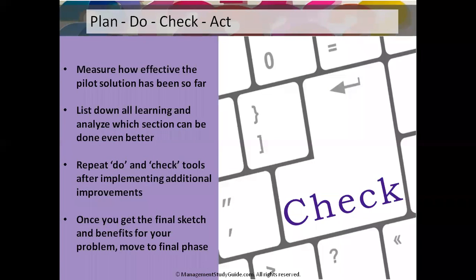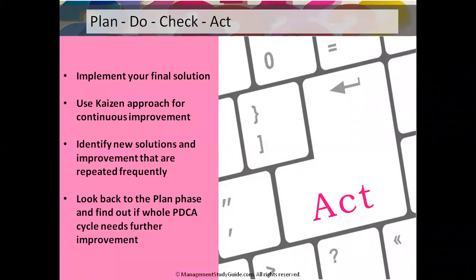Plan, do, check, act measures how effective the pilot solution has been so far. List down all learning and analyze which section can be done even better. Repeat the do and check steps after implementing additional improvements. Then once you get the final sketch and benefits for your problem, move to the final phase. Implement your final solution. Use the Kaizen approach for continuous improvement. Kaizen is the approach of continuous improvement, every time and every moment. Identify new solutions and improvements that are repeated frequently. Look back to the plan phase and find out if the whole PDCA cycle needs further improvement.